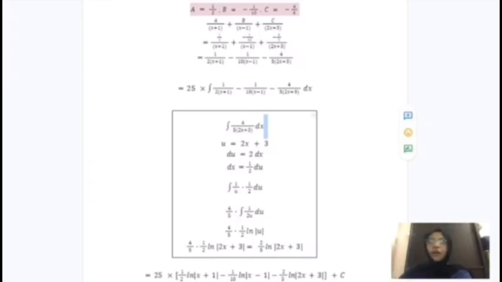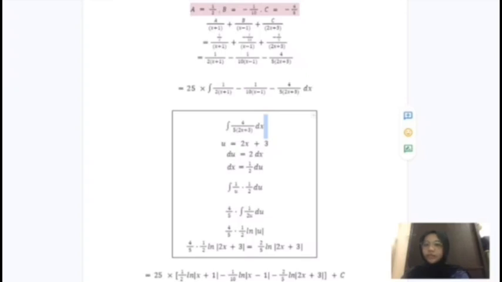And for the 4 over 5(2x plus 3), let u equal to 2x plus 3, du equal to 2 dx, dx equal to 1 over 2 du. Integral 1 over u times 1 over 2 du, times 4 over 5, is then calculated as usual, and 2 over 5 ln 2x plus 3 is obtained.